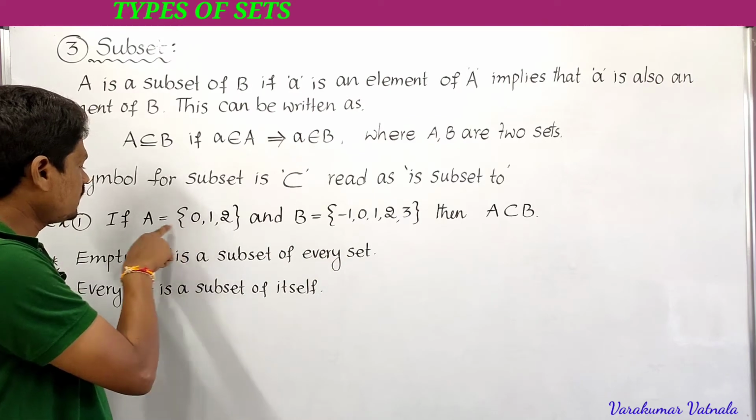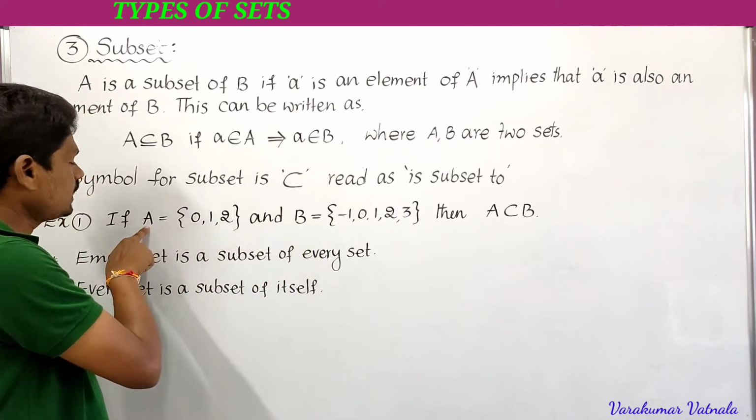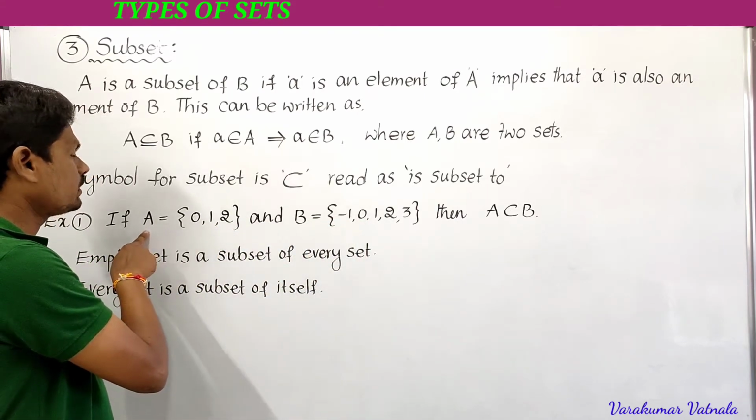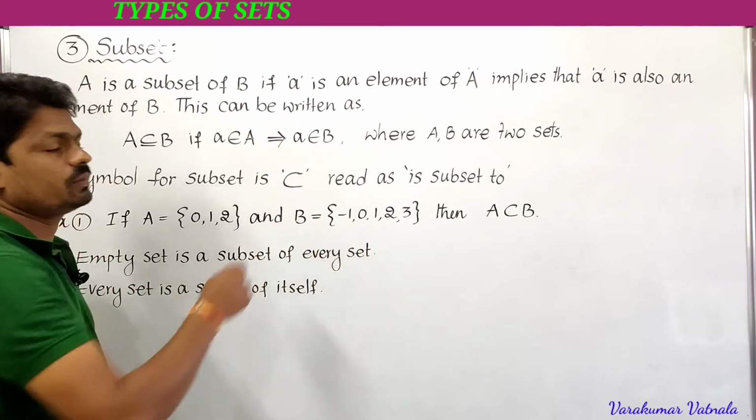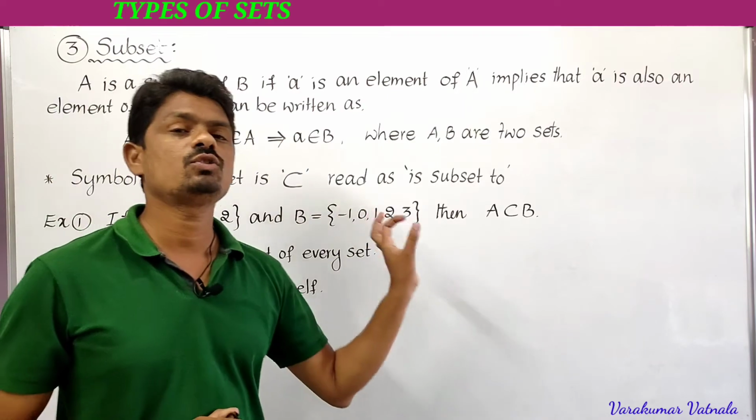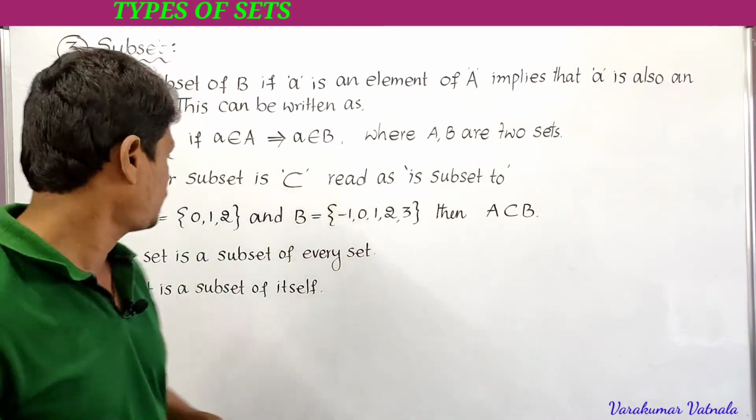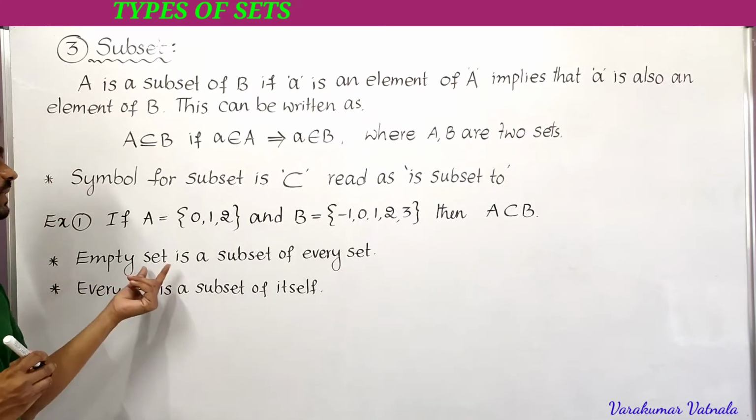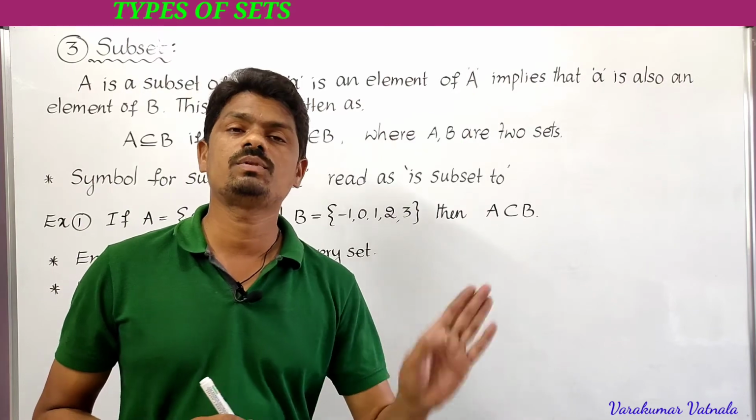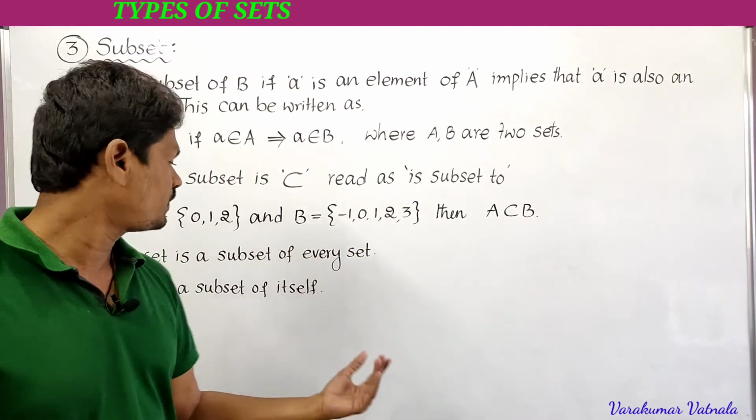So here 0 is an element of A, here 0 is also an element of B. 1 is an element of A, here 1 is also an element of B. 2 is an element of A, here 2 is also an element of B. So this is very important. Each element of A should be present in B, then we can say A is subset to B. So here, empty set is a subset of every set, and every set is a subset of itself.